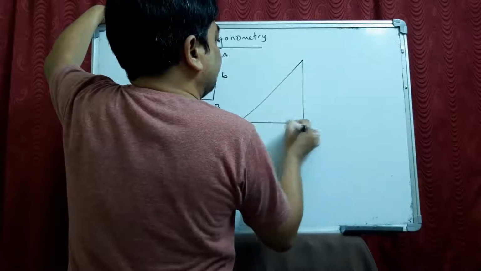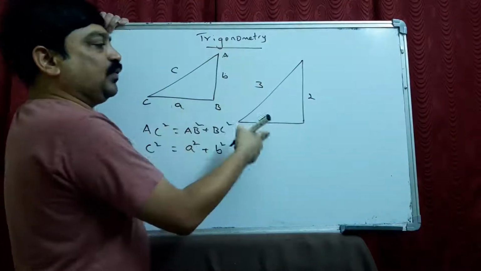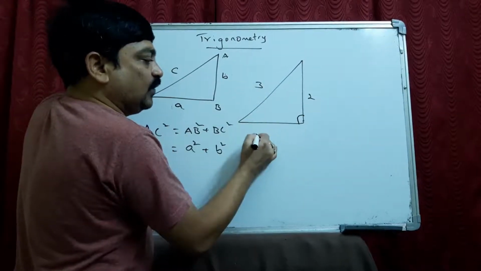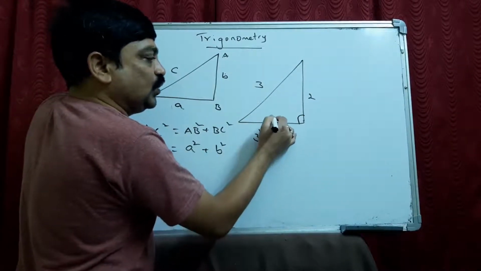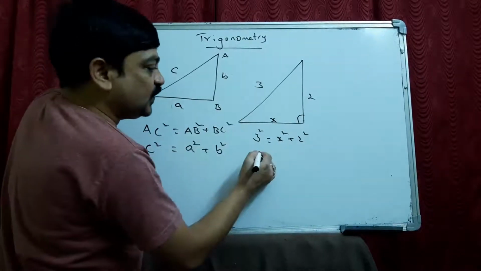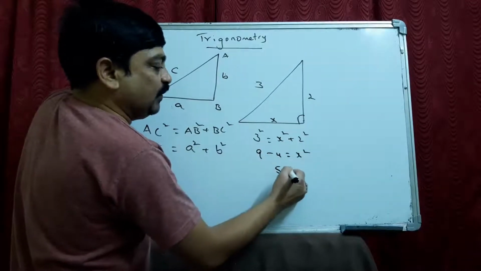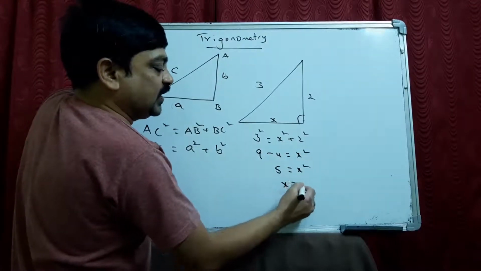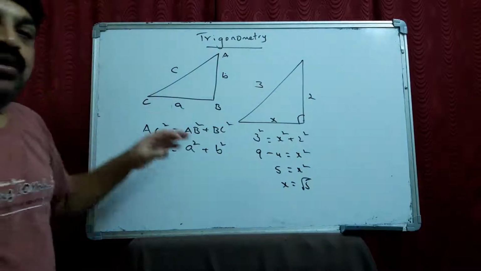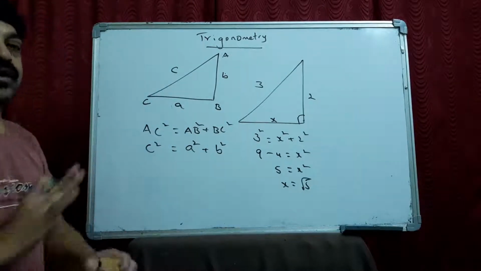Suppose I know the value of this as 2 and this is 3. How to find out this? Now I take it like this. This is 90 degrees. So always hypotenuse square equals, we don't know this, we take x. x square plus 2 square. So 9 minus 4 is equal to x square. 5 is equal to x square. x equals root 5. Like that we will find out the unknown value using Pythagoras Theorem. This is the first basic concept.